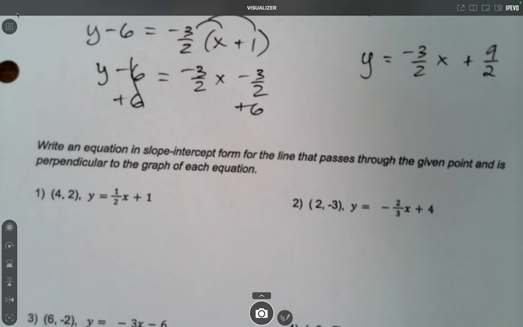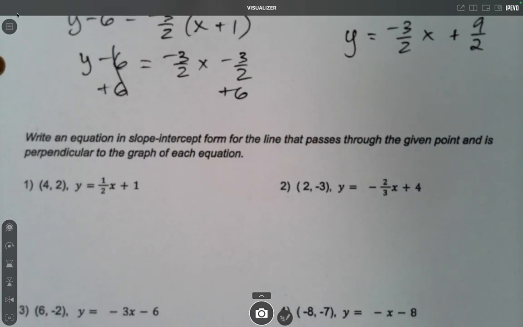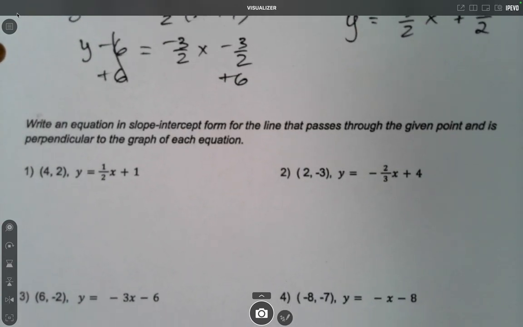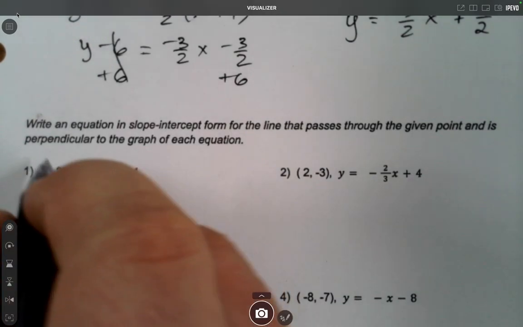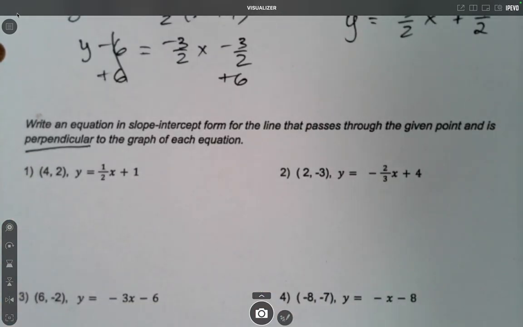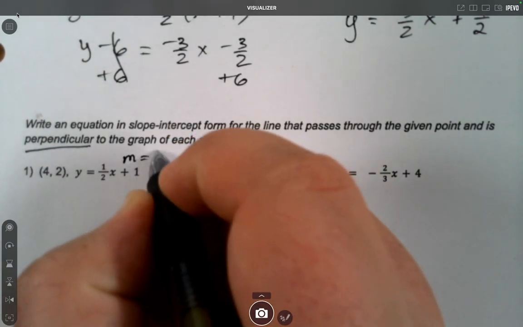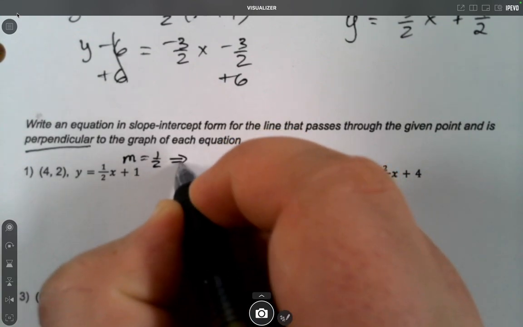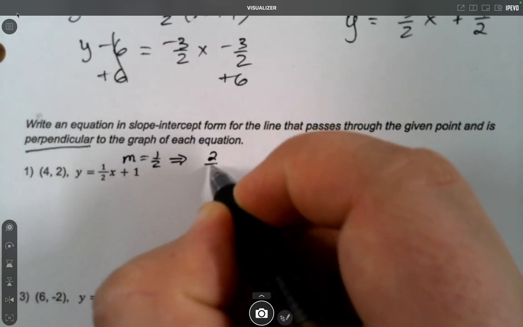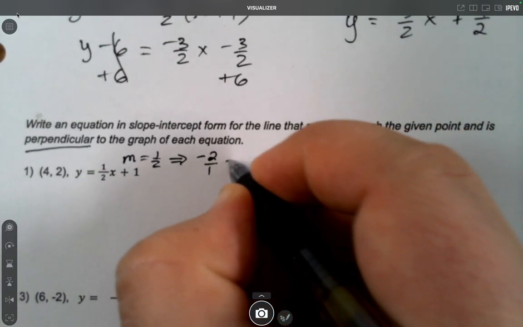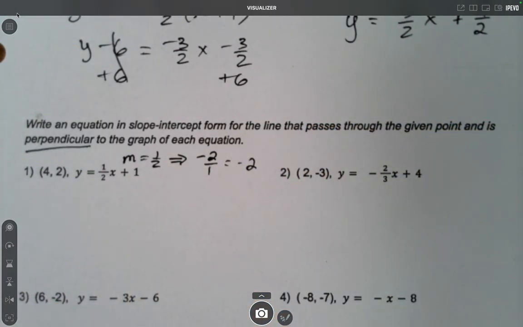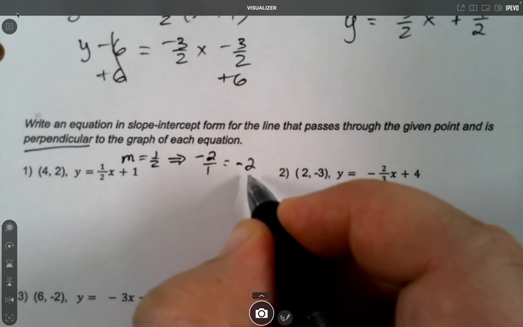So we'll use that same method on these four down here. Write an equation in slope-intercept form for the line that passes through the given point and is perpendicular. So perpendicular, you've got to think opposite reciprocal slopes. Or if you just want to think flip it and change the sign, that's fine too. So this one has a slope of 1/2. The opposite reciprocal of that is 2 over 1, and we make it negative. And you can certainly just write that as negative 2. So our slope of the perpendicular line is negative 2.